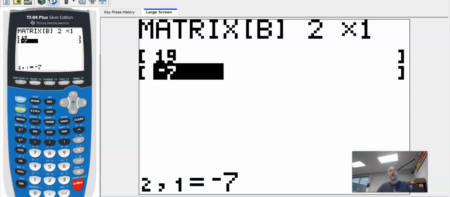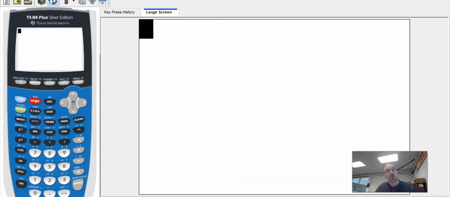Okay, ladies and gentlemen, we've got the matrix typed in. Now, the next thing you have to do is you have to quit, okay? The quit button is the mode button, okay? Watch the screen here. I'm gonna hit the second button and then the mode button and I quit. You gotta quit after you enter your matrices.